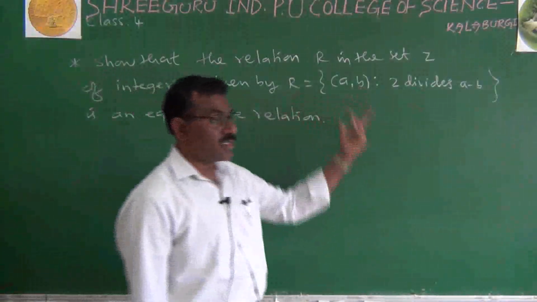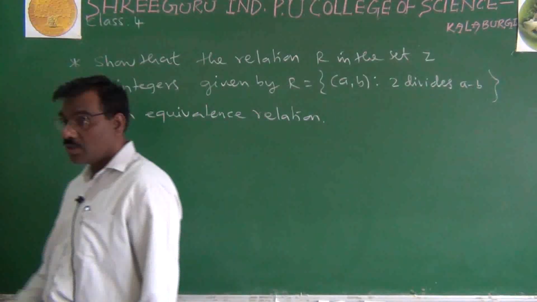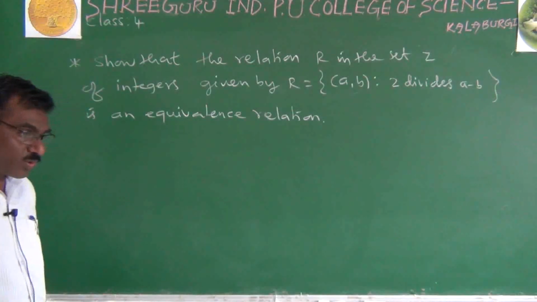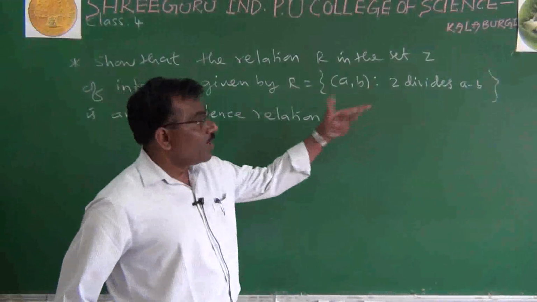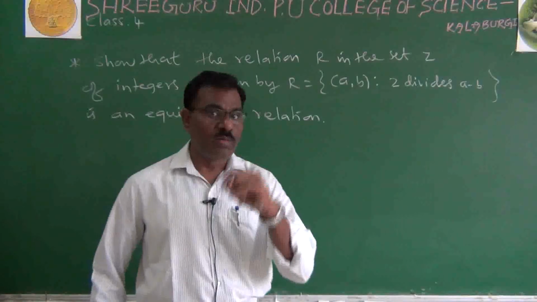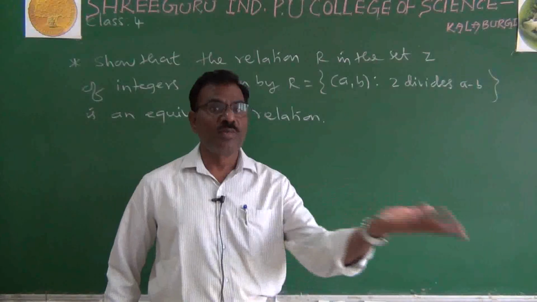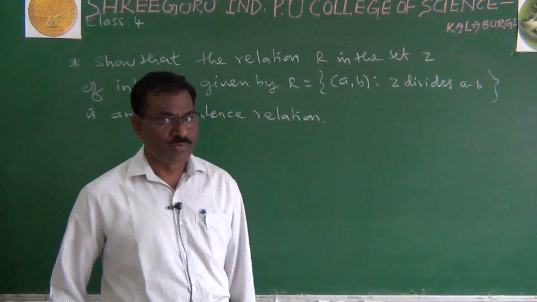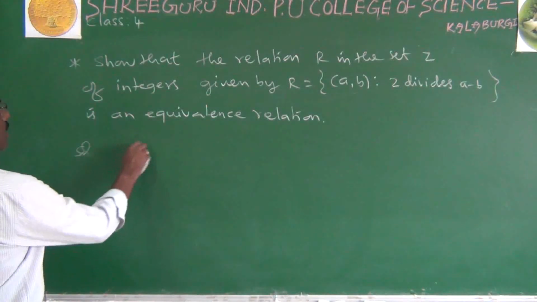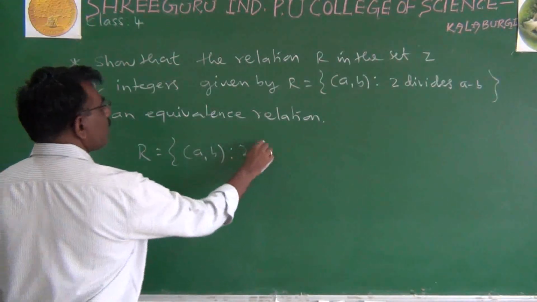Even set, what is that? Z is the set. Integer is the set. So all the elements belong to integers only, not belongs to R. So this is also an important question. So 2 divides A minus B, that is, A minus B is divisible by 2. A minus B is 2 into some integer. I think A minus B is an even number, a multiple of 2. Right. Solution: R = {(A, B) such that 2 divides A minus B}.